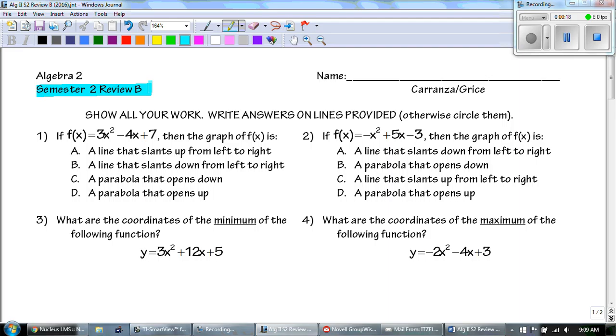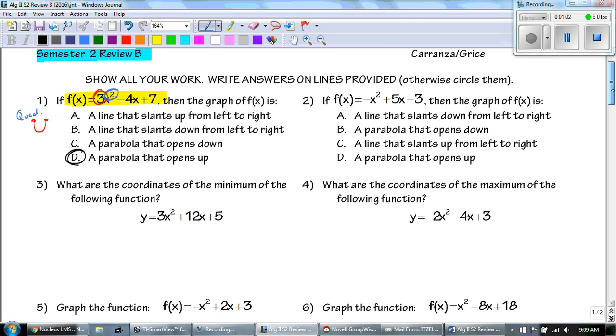So here we go. Number 1. If f of x equals 3x squared minus 4x plus 7, then the graph of f of x is a line that slants up from left to right, a line that slants down from left to right, a parabola that opens down, or a parabola that opens up. So we need to look at the 2 right there, because the 2 tells us that it's quadratic, it's a parabola, and the 3 is positive. So that's going to look like that. So that is D, a parabola that opens up.